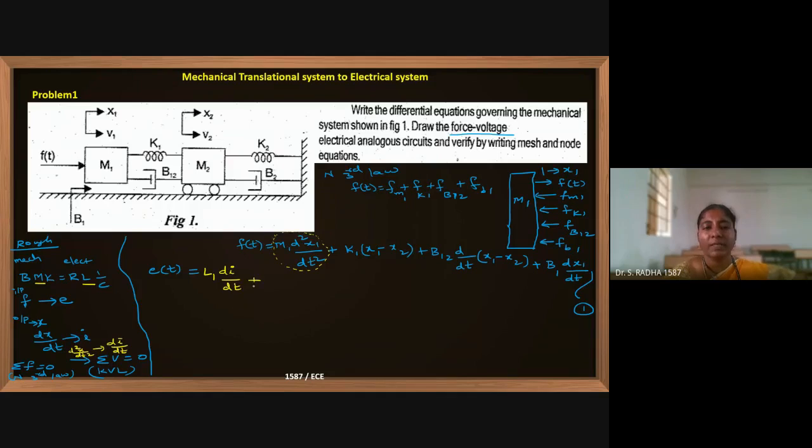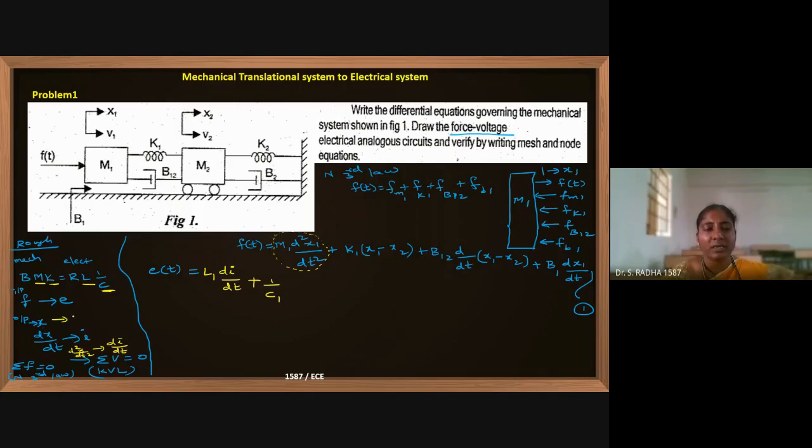Next, I will go with K1. K is equivalent to 1 by C, so I will write 1 by C1 because suffix 1 is there. As per the diagram, we have to follow the entire notations. Next, x1, x2: dx by dt is nothing but current.